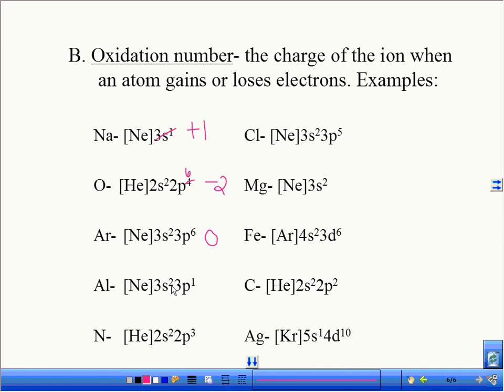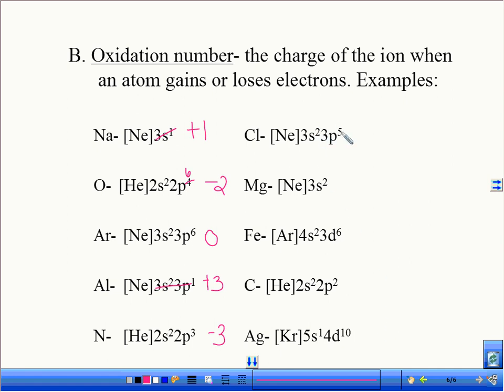Aluminum, 2 plus 1 is 3, so it's got 3 valence, so it can either gain 5 or lose 3. He would prefer to lose these 3, look like neon, and therefore he would make a positive 3 charge. Look at nitrogen. Nitrogen's sitting at 5. He actually wants to gain 3 electrons. When you gain, you become negative. Makes a negative 3.